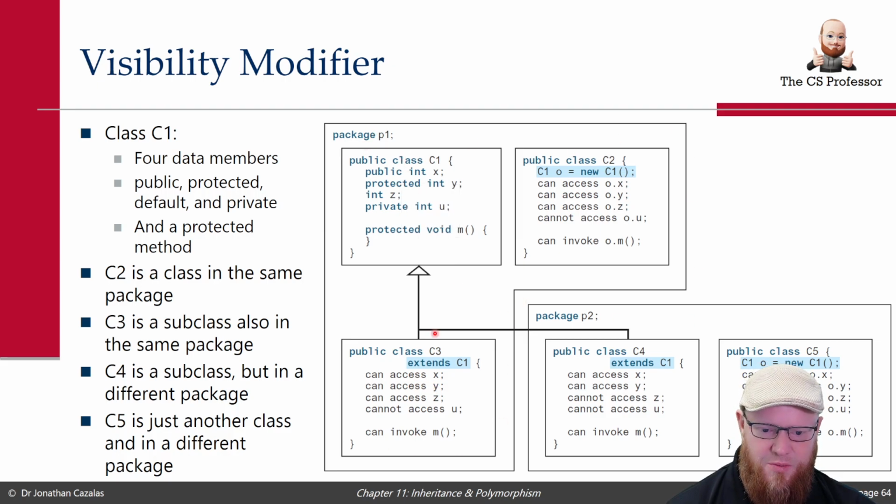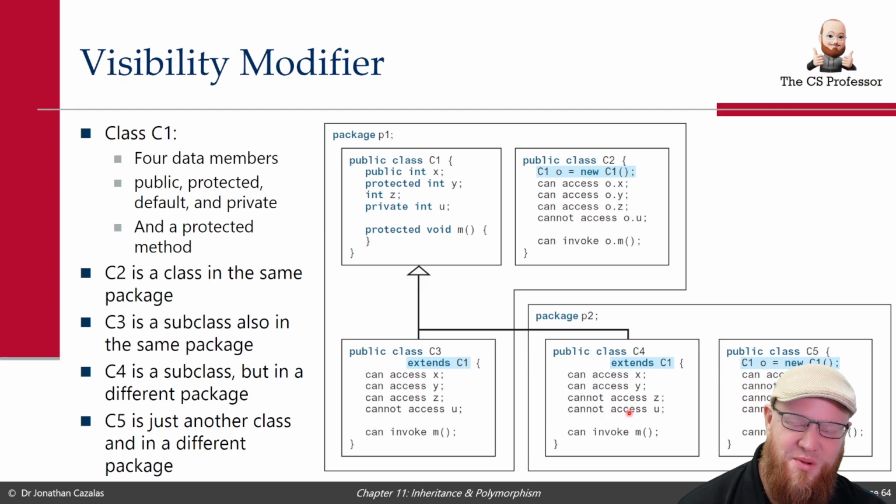So Y is accessible here in C3 as well as in class C2. But what about in class C4 and C5? In C4, even though we're in a different package, Y is accessible. Why is Y accessible?